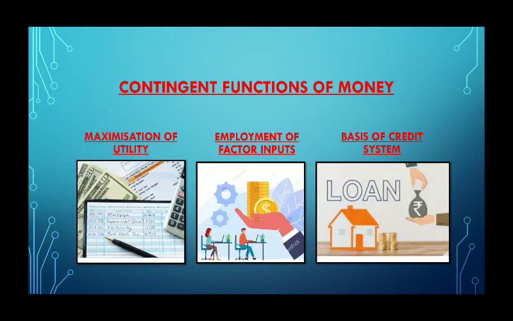Contingent functions means the function where money is used to assist various economic entities like consumers, producers, so that they can take their decisions properly. Yes, whether we are a consumer or a producer, we all need to take decisions, and deciding what to do needs a base. Money helps us over there. The first one given here, maximization of utility.